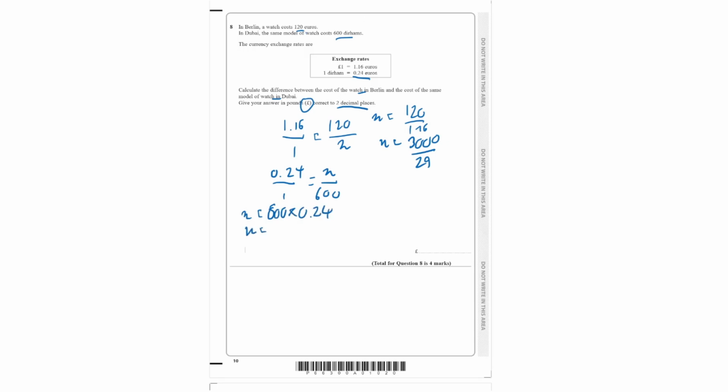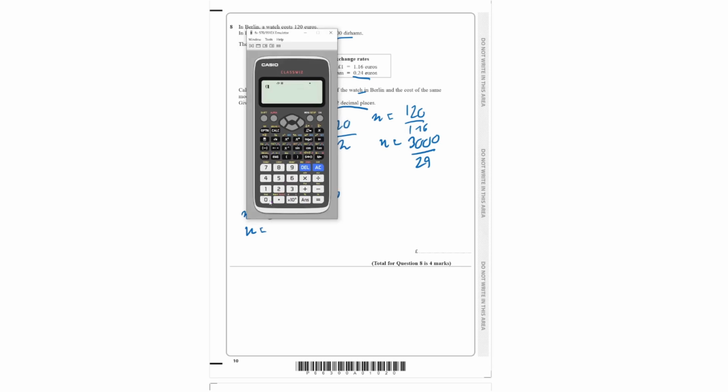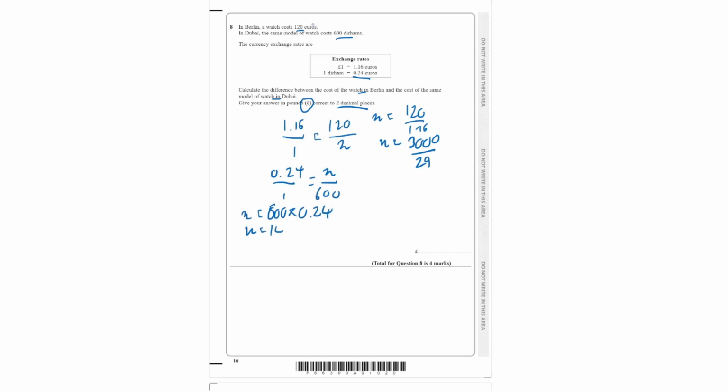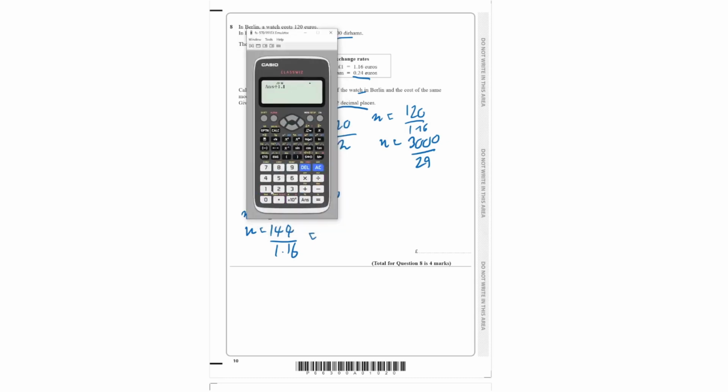So let's see what that is. 600 times 0.24 gives us 144. But this is the price in euros. We want it in pounds. And to find it in pounds, we simply divide by 1.16 again. So we have to find out what this value is divided by 1.16. So 3,600 over 29. Now to find the difference, we simply subtract 3,600 over 29 minus 3,000 over 29.